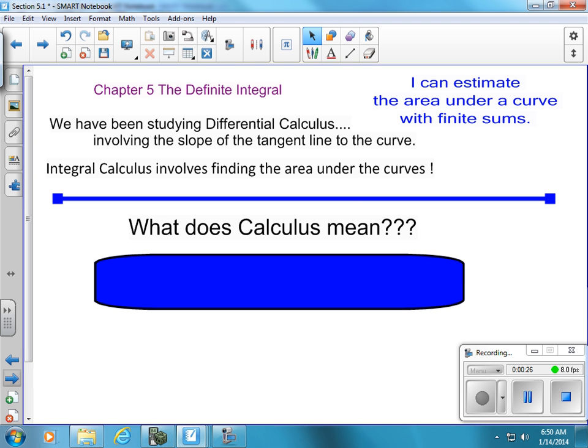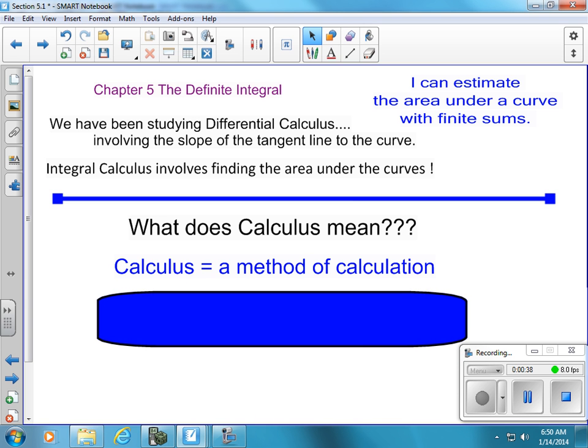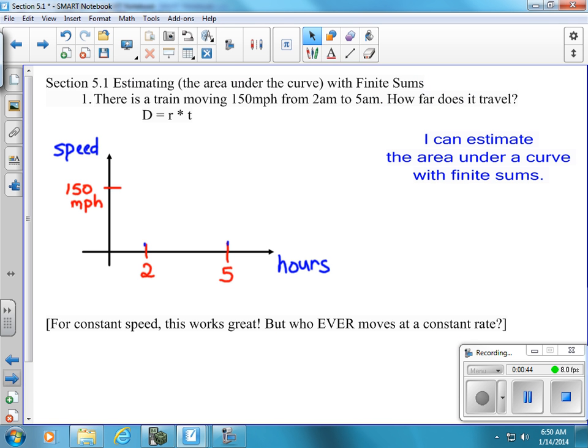We've been studying differential calculus, which means we take the slope of the tangent line to the curve. Integral calculus involves finding the area under the curves. What does calculus mean? This is just a little review. It means a method of calculation. All right, so our first example is a very simple one.